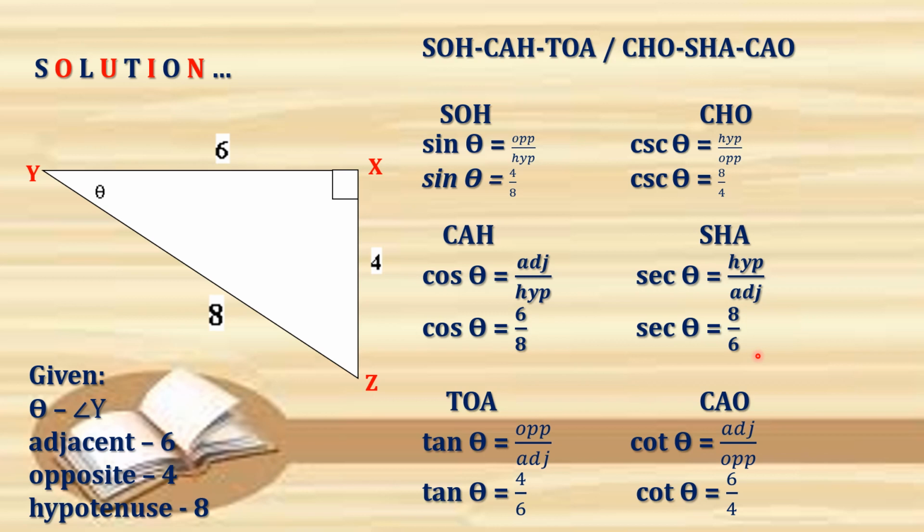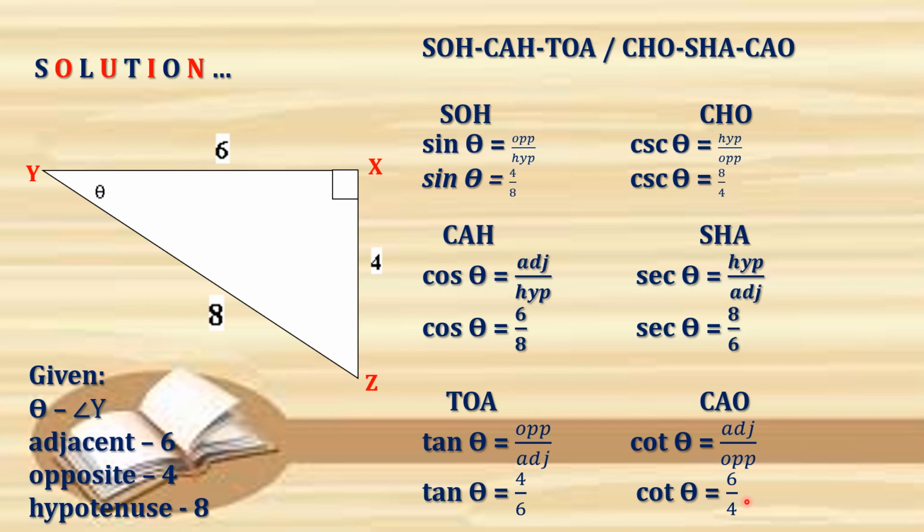And lastly, for our reciprocal of the tangent, we have the Cow. Cow stands for cotangent theta is equal to the adjacent over opposite. So remember, from the given, we have the adjacent, which measures 6, while the opposite measures 4.